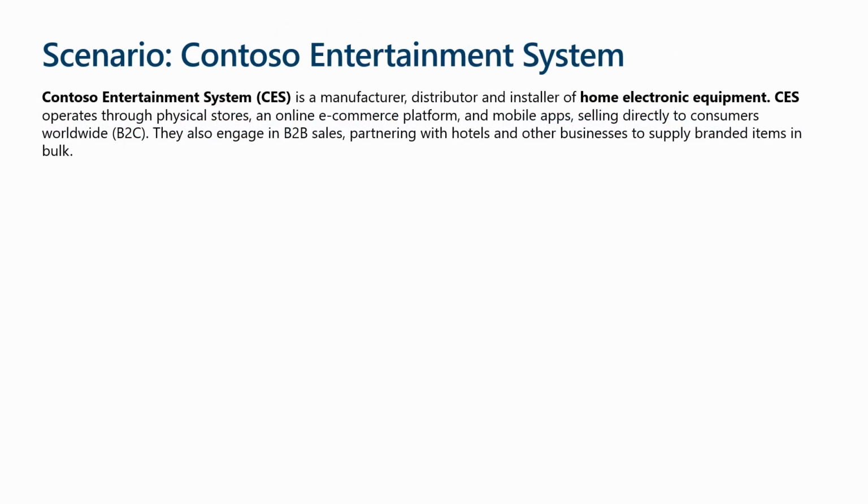For this series, we are going to focus on Contoso Entertainment System. It's a company that manufactures, distributes, and installs home electronic equipment. You'll notice this scenario comes up a lot throughout the series. It really helps set the scene for our demos and keeps things consistent so you can see how everything fits together.